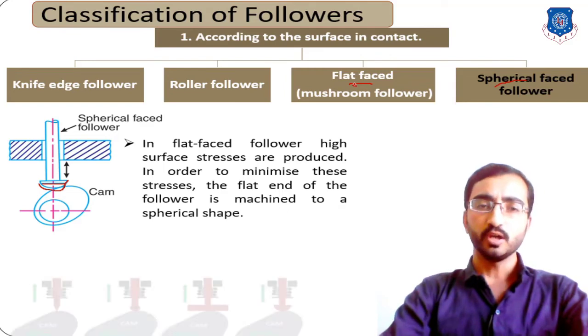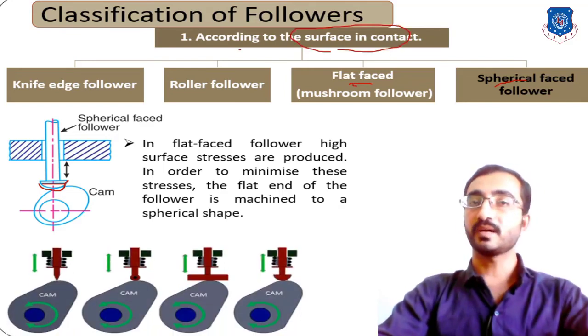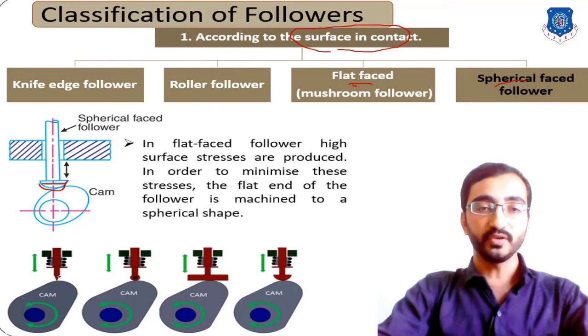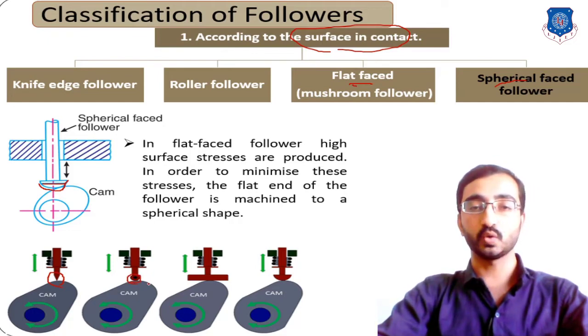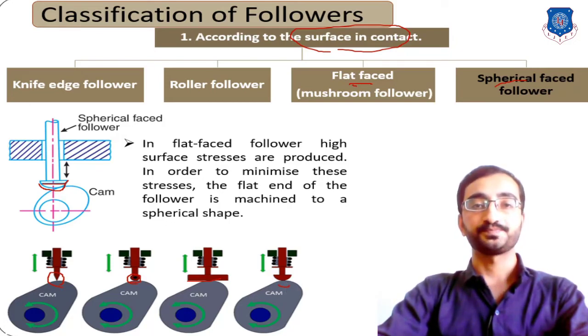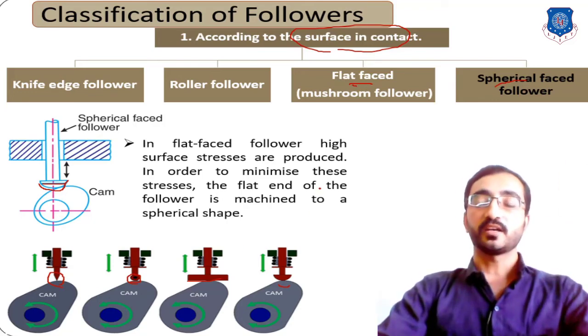So overall we can say that according to the surface in contact, the followers are classified into 4 categories. If it is in a pointed knife edge shape, then it is known as a knife edge follower. If it has a rolling surface, then it is a roller, flat face, or spherical shape follower. In this way we can classify the follower into the first category, which is according to surface in contact.